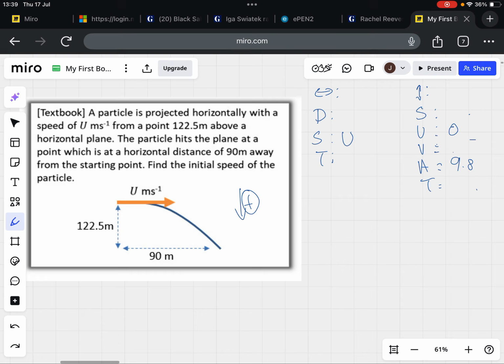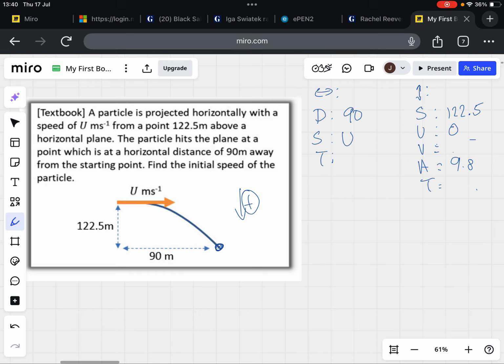A particle is projected horizontally with a speed of u from 122.5 above. The particle hits the plane 90. Okay, let's start trying to put some numbers in this. So I'm talking about this part of the journey. The distance at this point is 90, so I'll put a 90 in there. I'll also put a 122.5 in there.